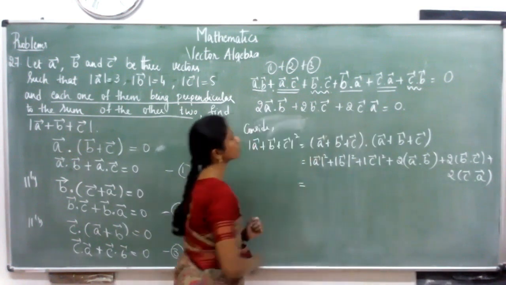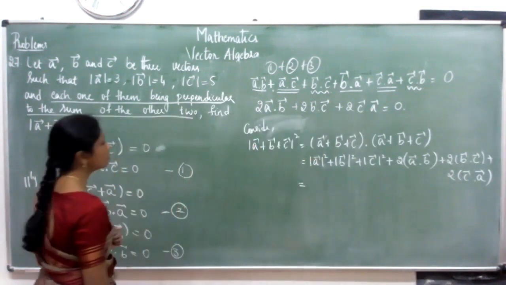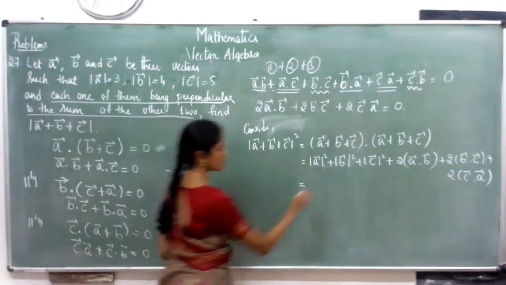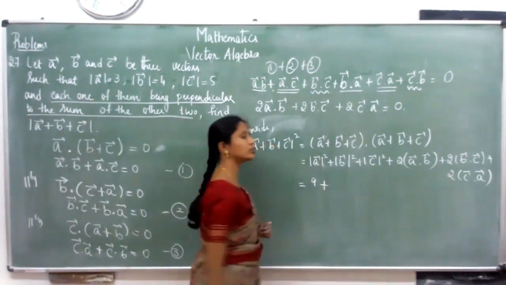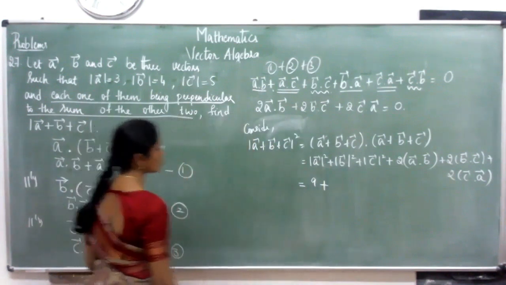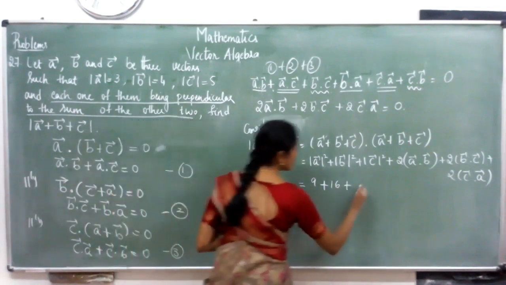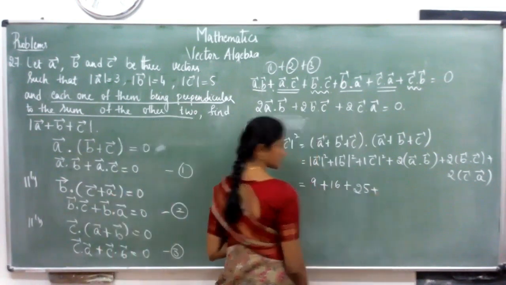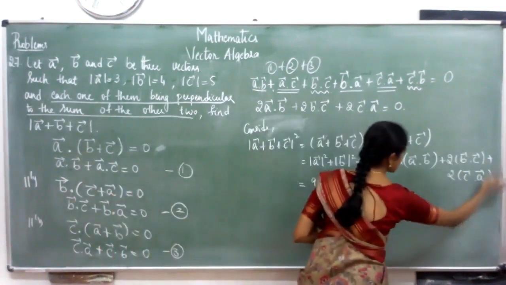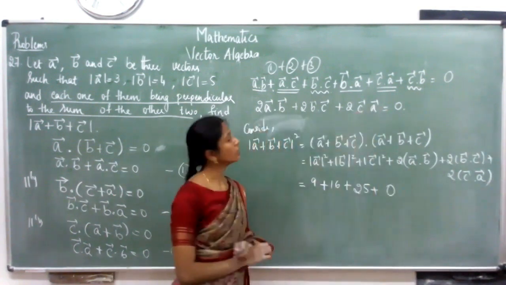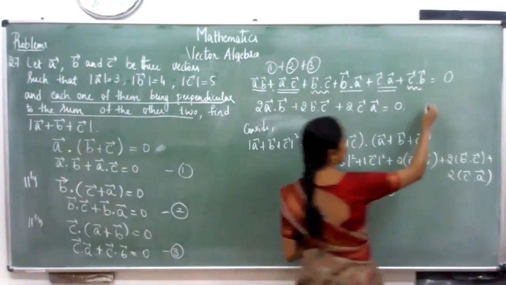Now substituting the values. Magnitude of vector A, they have given as 3. So 3 square is 9. Magnitude of vector B is given as 4. 4 square is 16. Magnitude of vector C is 5. 5 square is 25, plus. Now if you see, this entire thing is equal to 0 from your equation number 4.